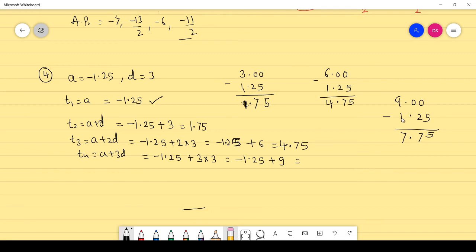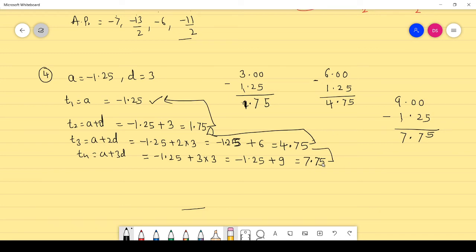I think, yeah, 7.75. So we got the answer 7.75. You can verify. What can we verify? This minus this should be equal to the common difference. This minus this term should be equal to the common difference.